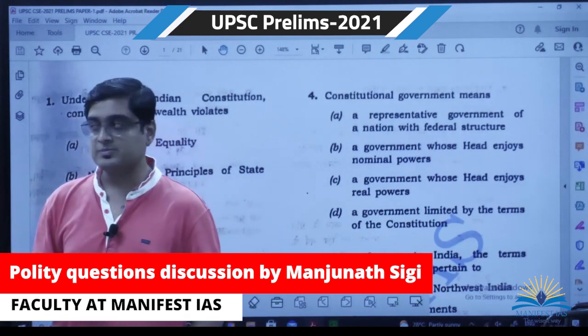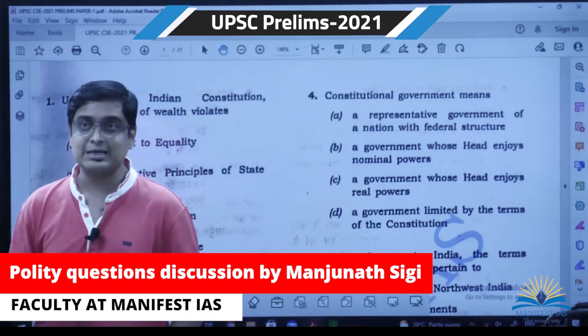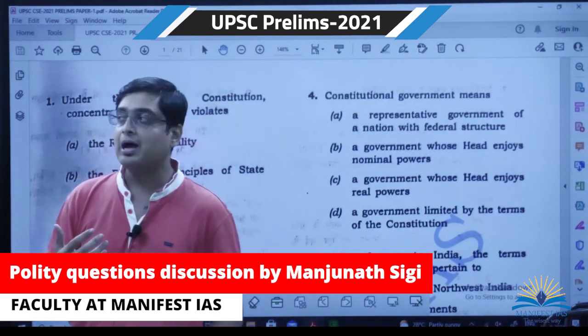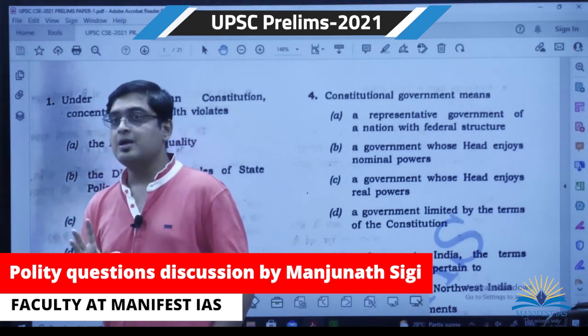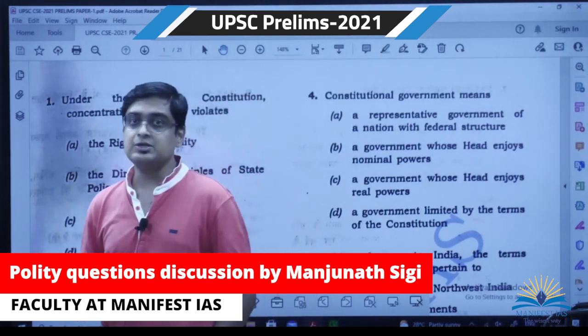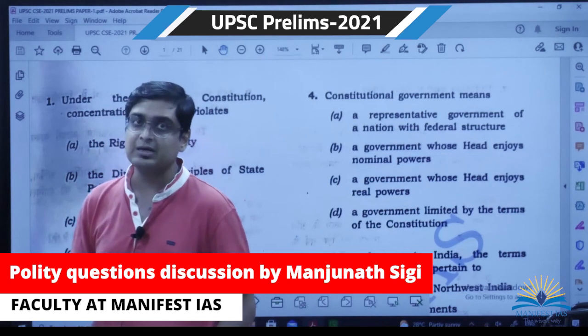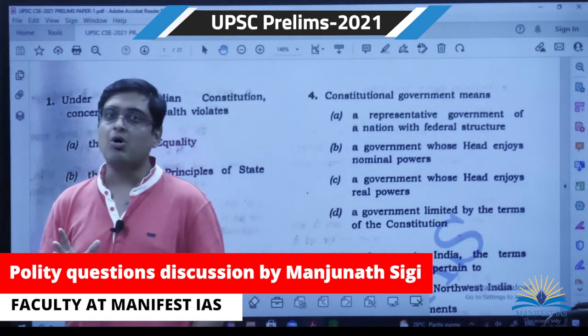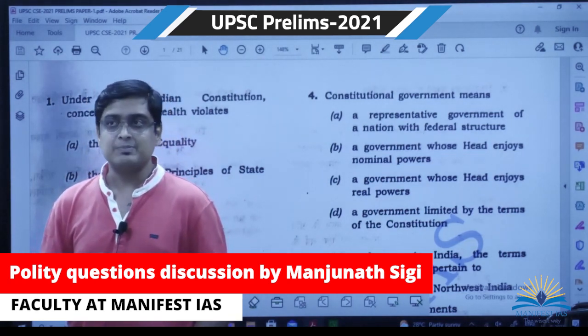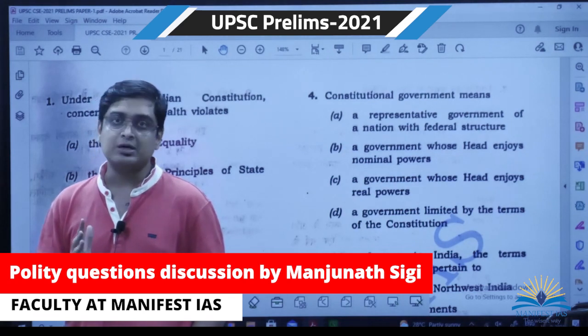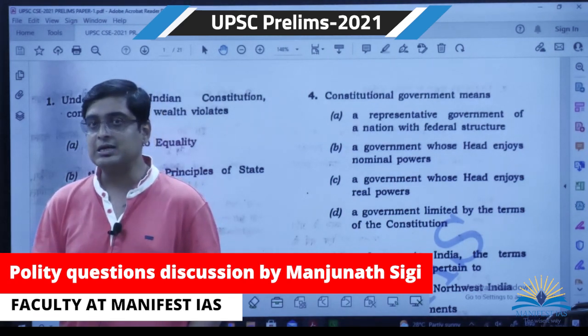Now it is time to do some sort of analysis as to what exactly the paper was about. And I am Manjunath. I'll be handling the polity questions. In total, there were 17 polity questions, and the paper was slightly a bit offbeat because some sections were not at all emphasized this year, like IR.